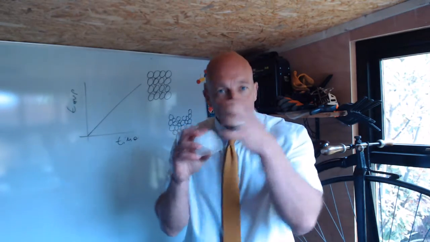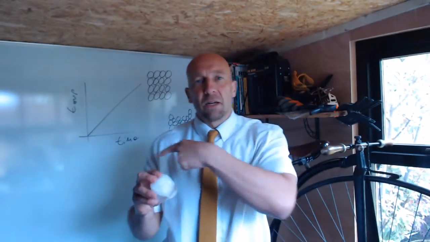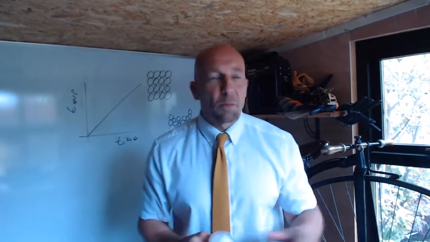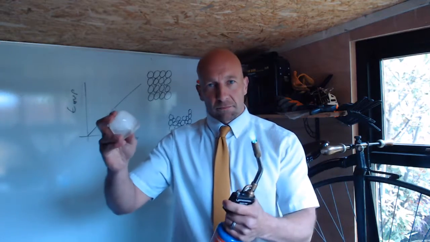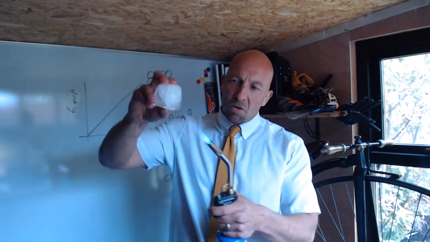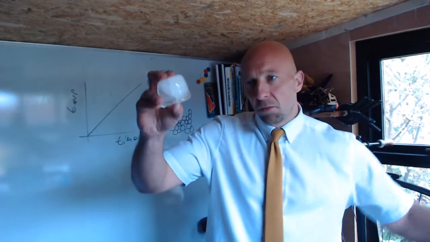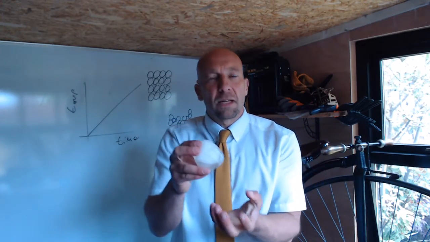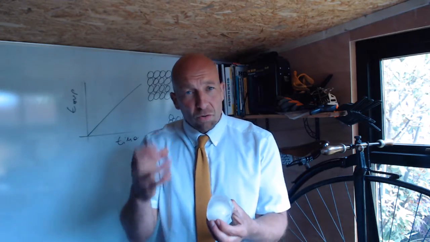Well, how do I get this to be more like a liquid? Well, I have to break those bonds. I have to apply heat. As I apply heat, already you can see it's starting to melt. It's turned into a liquid. So those strong bonds are breaking.